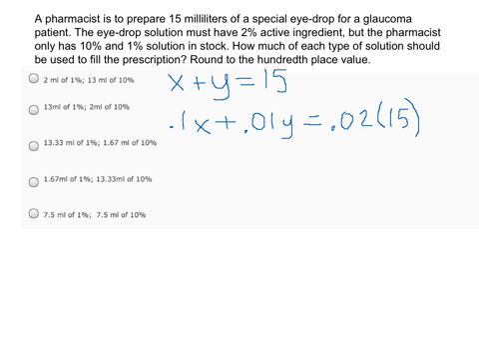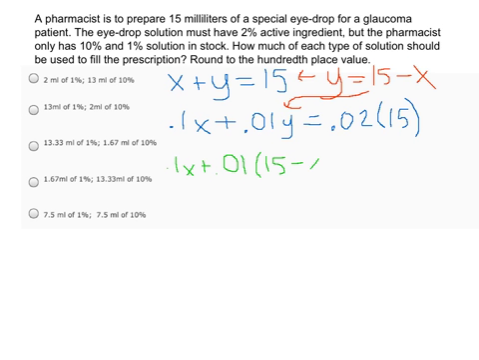So now we have our system of linear equations, and we want to solve the system using substitution. So let's make this first equation equal to y. So we have y equals 15 minus x. Now we can substitute the 15 minus x in for y in this second equation. So we have 0.1x plus 0.01y, but y, we know, is 15 minus x, equals, and 0.02 times 15 equals 0.3.